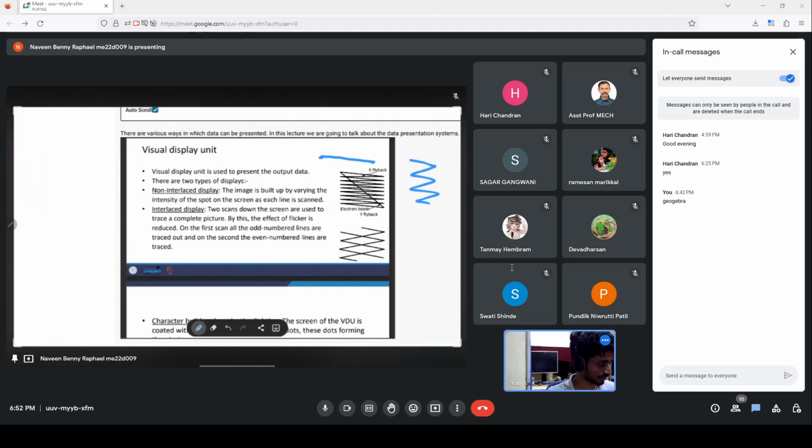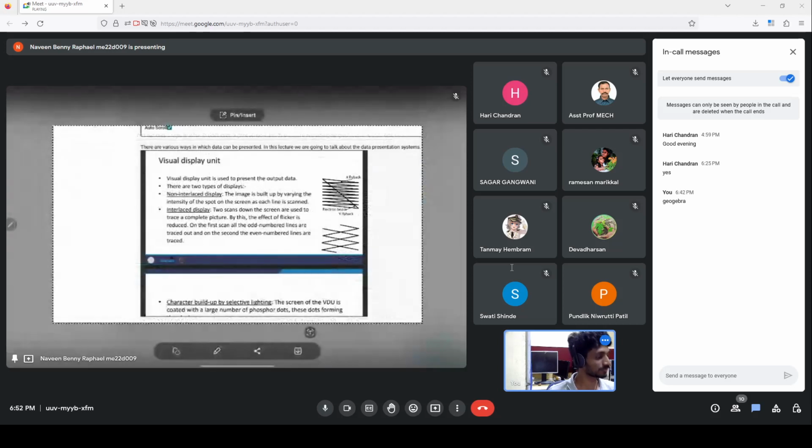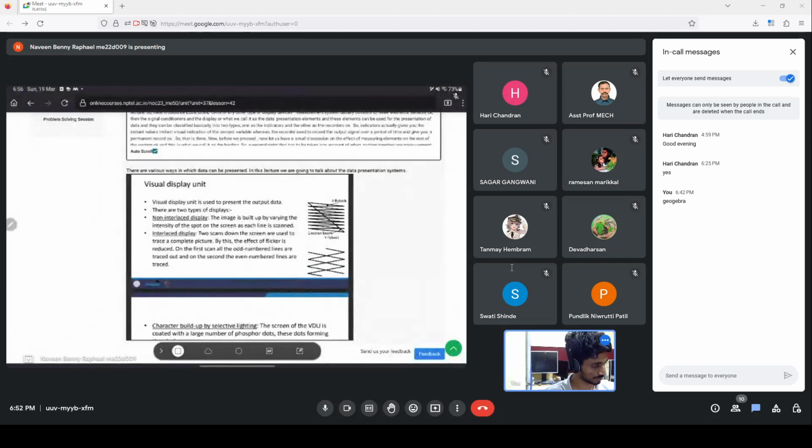Got it. In old televisions, if you see, there were two buttons given, horizontal alignment and vertical. That's exactly what this is about. Now I got it. Yeah, clear. Thank you.